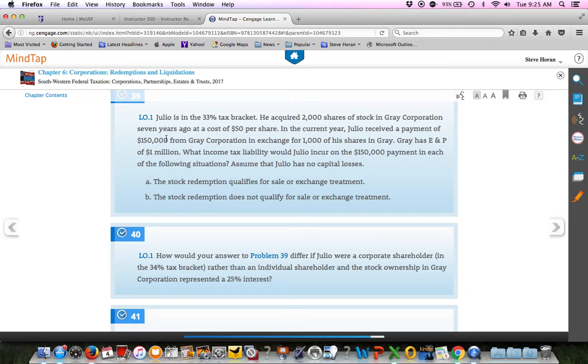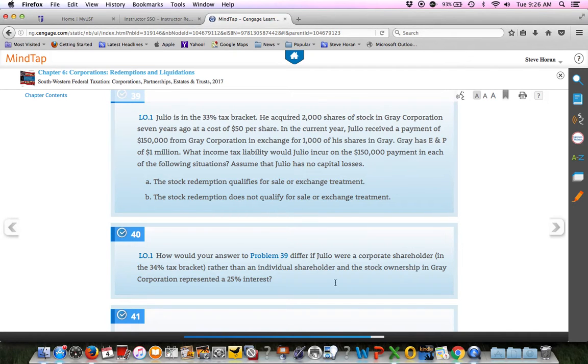Letter B, Julio's income tax liability would be $22,500, computed as follows: $150 dividend. I'm sorry, stock redemption does not qualify. I got ahead of myself. Income tax liability for that would be $22,500, which is just basically saying it's a $150 dividend. It's non-qualified, so it's treated like a dividend now, times the rate of 15%, which is $22,500. Okay, so it's $15,000 or $22,500.